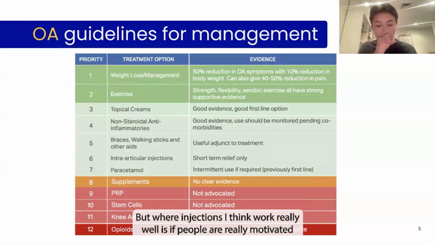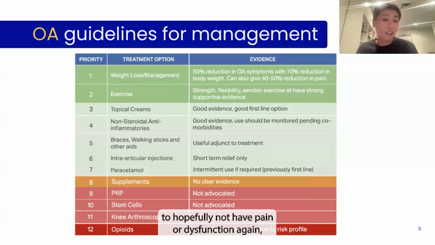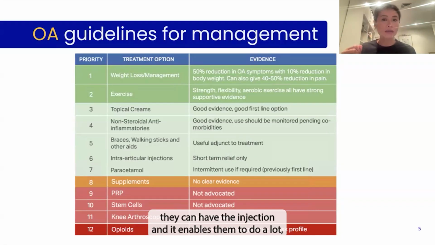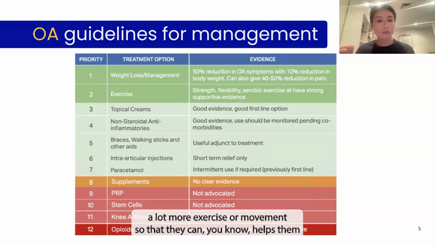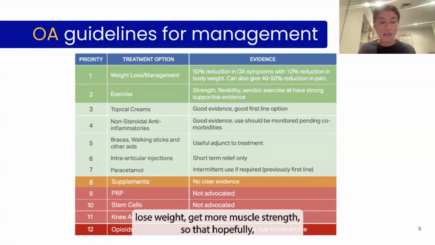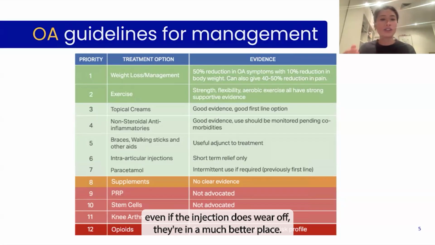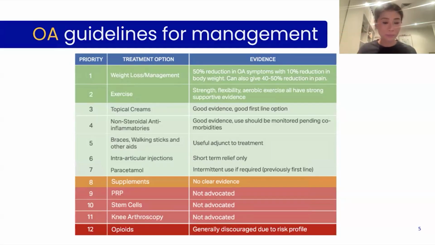But where I see injections work really well is if people are really motivated to hopefully not have pain or dysfunction again, they can have the injection and it enables them to do a lot more exercise or movement, so that it helps them lose weight and get more muscle strength, so that hopefully, even if the injection does wear off, they're in a much better place.